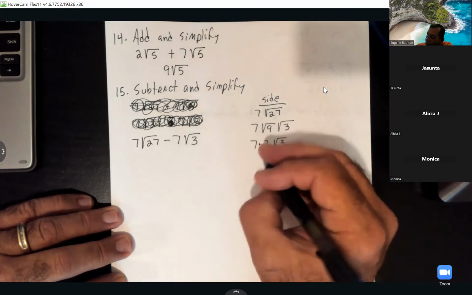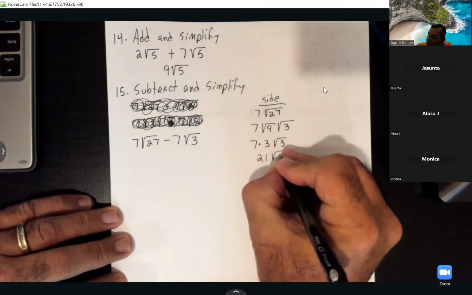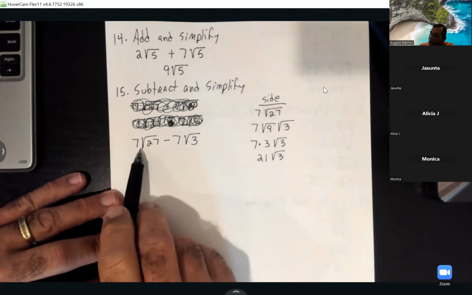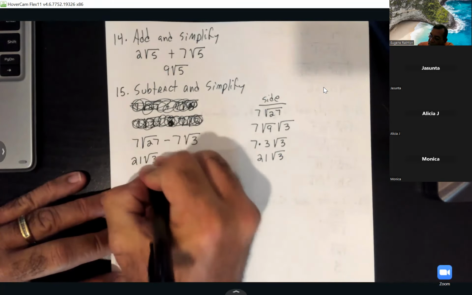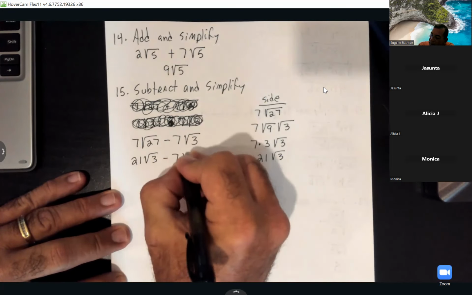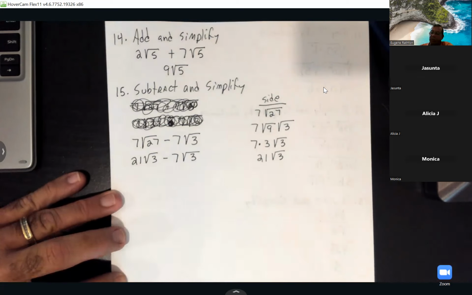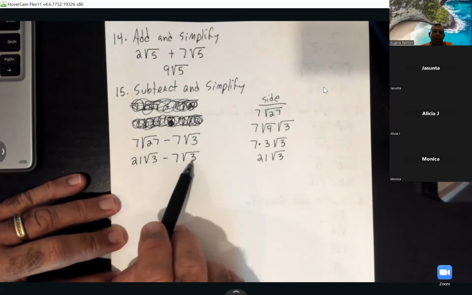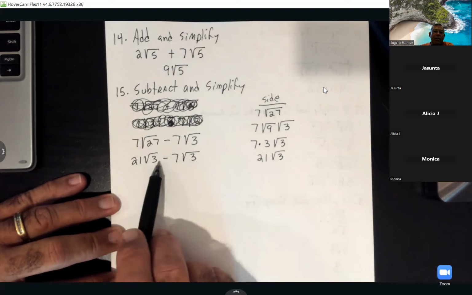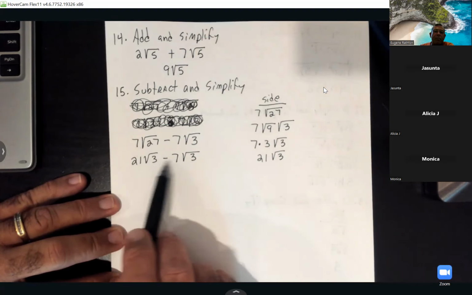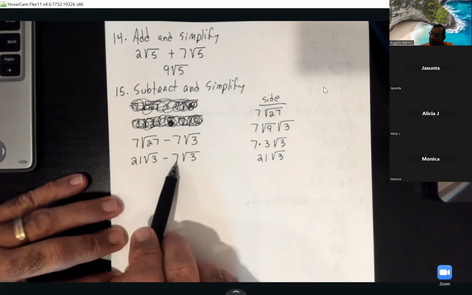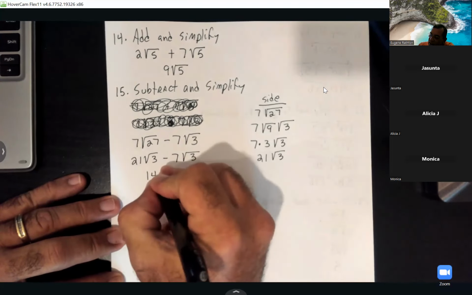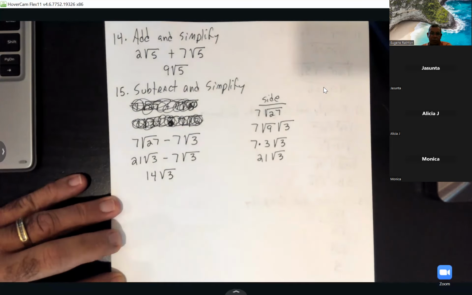So 7 times 3 will give you 21 square root of 3s. So I can now replace this with my 21 square root of 3 minus my 7 square root of 3. So your whole goal is to make this one look like that one, which we did. We got square root of 3s now. So remember, since the radicals match, I subtract the numbers in front and then bring down my radical. So it's 21 minus 7 is going to give us 14 square root of 3s.